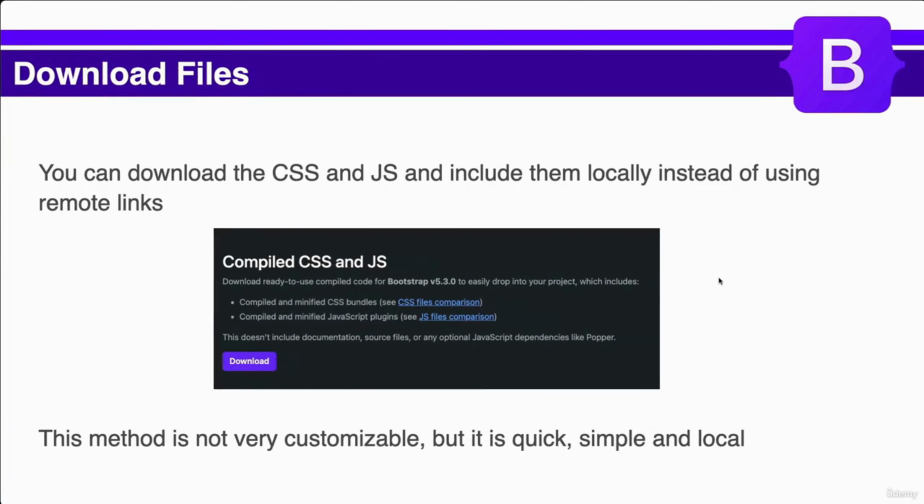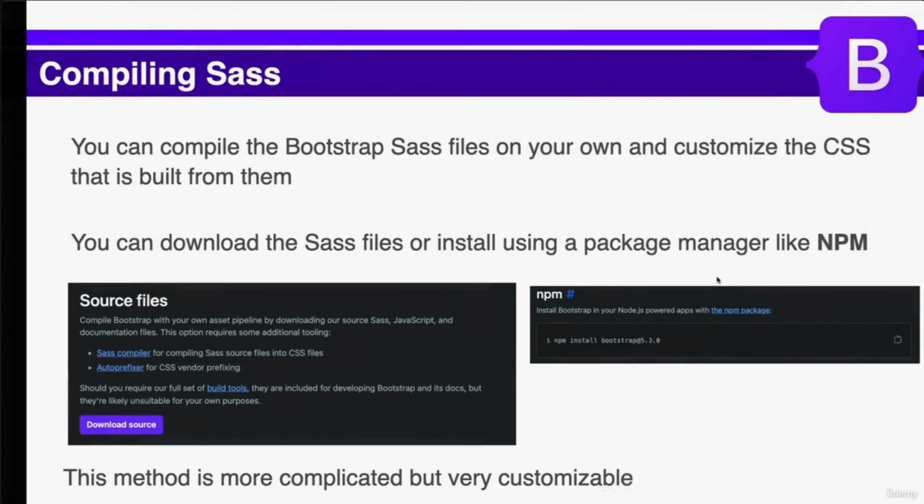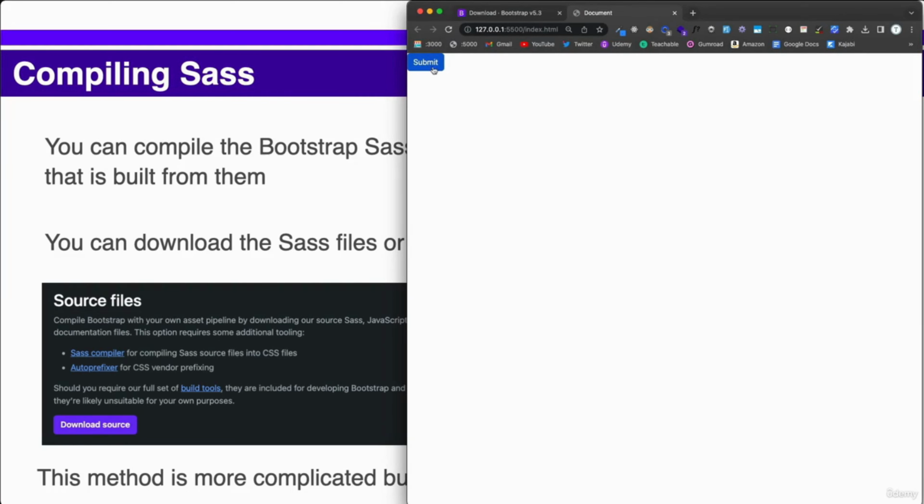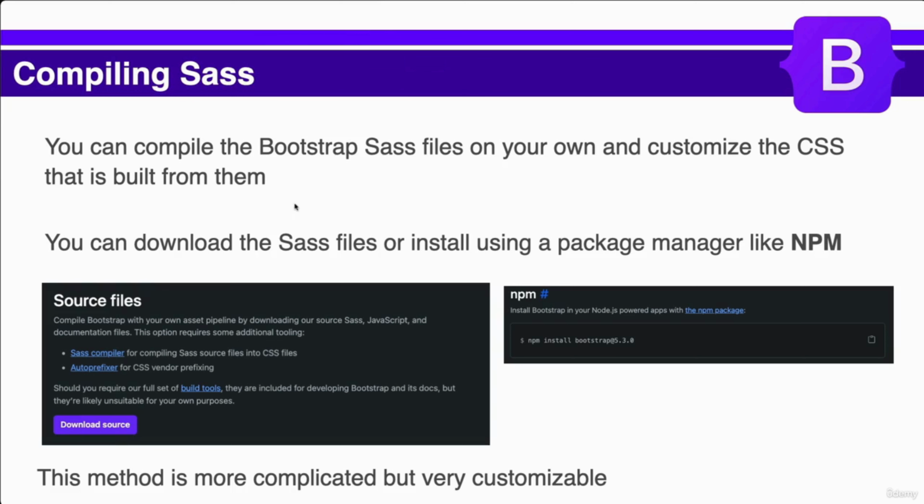Now the more complicated but most customizable way of using it is by compiling SASS from the source files. Because if you do it the other two ways that I just showed you, then you're always going to have this color for btn-primary unless you overwrite it with your own CSS, which isn't the best way to do things. It can get really messy. So the best way to do that, if you want to change up colors and stuff, which you should because you don't want all your sites to look the same, then you would compile SASS.